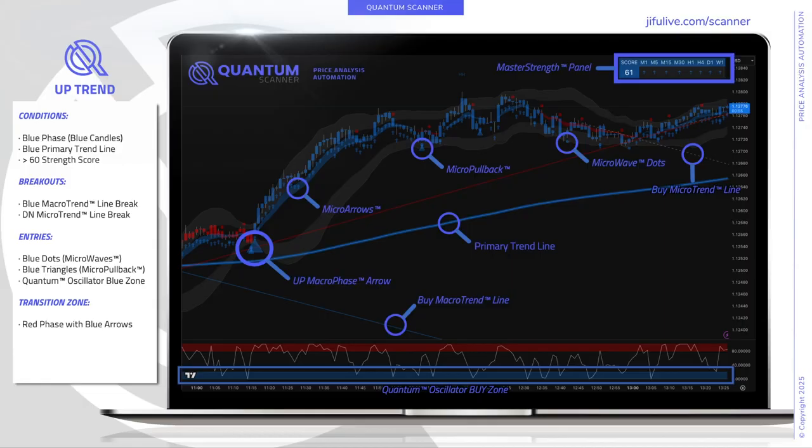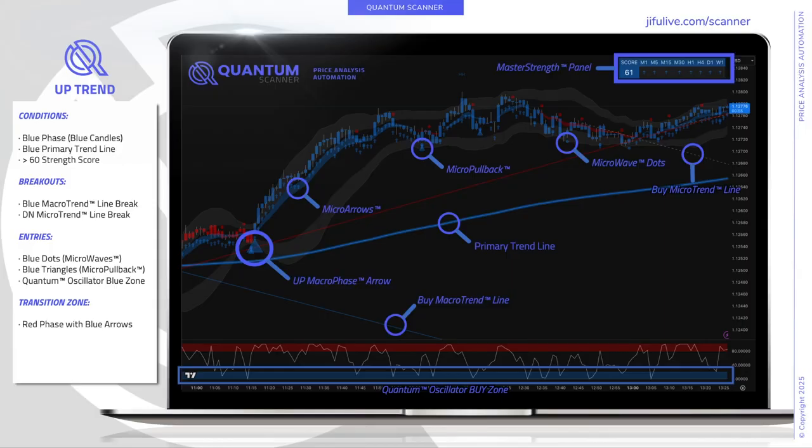It is not a requirement that the score be greater than 60 at all times, but it is helpful to see it above that level at different times throughout the trend. Specific breakout locations can be identified utilizing the blue macro trend line break, as well as the downward sloping dashed micro trend line break. To identify specific entries, look at the blue dots, which stem from the microwave tool, and blue triangles, which indicate micro-level pullbacks in the market before the trend continues.